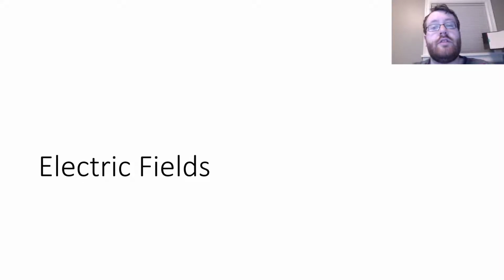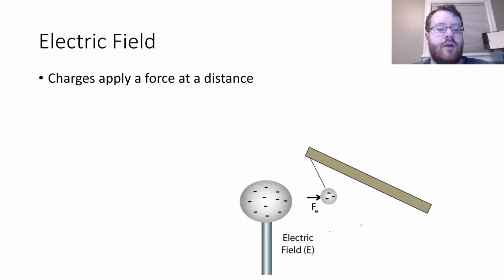Hello everybody. In today's video we're going to be covering electric fields. Now in the last video we talked about how charges apply a force over a distance. This is referred to as Coulomb's law. It is given by that formula we picked up. The electric force is equal to K Q1 Q2 divided by R squared.